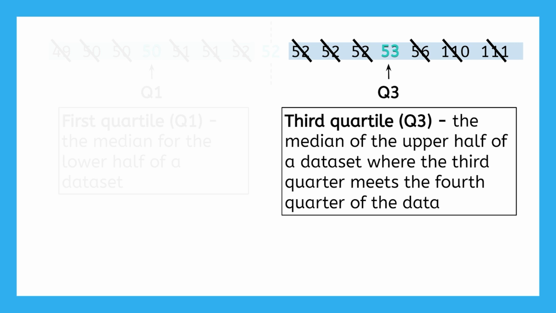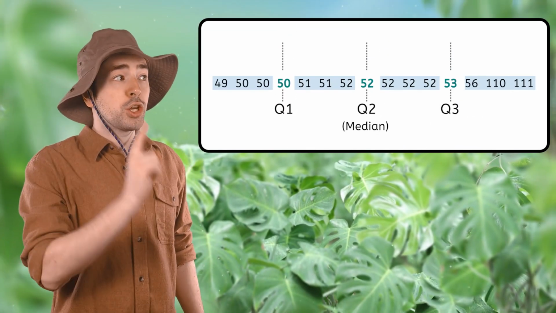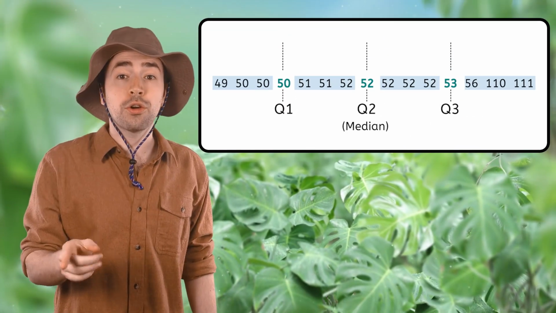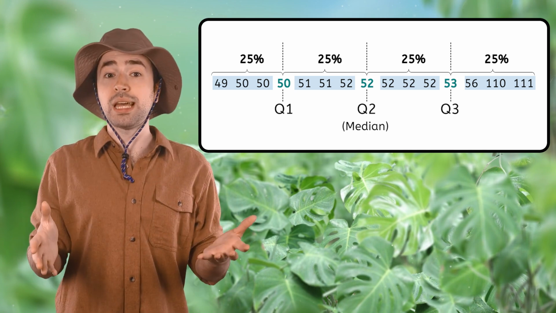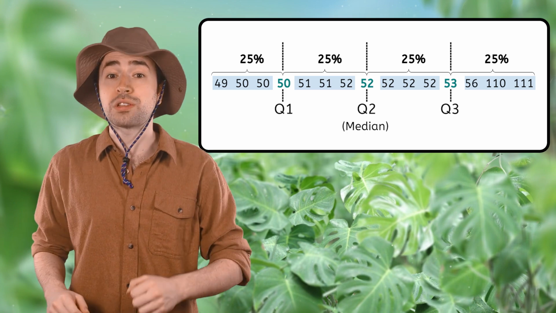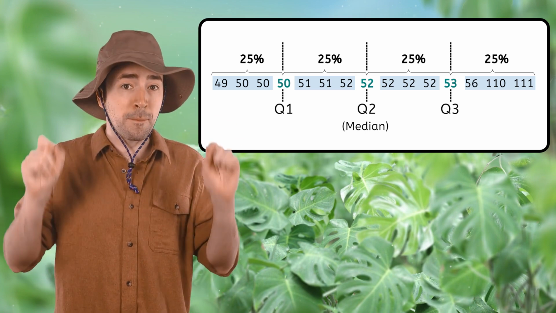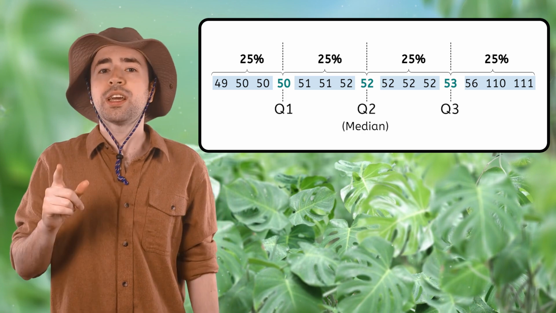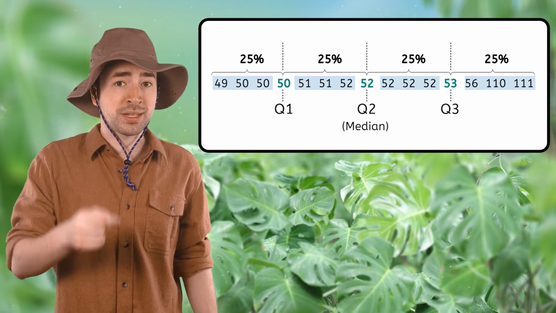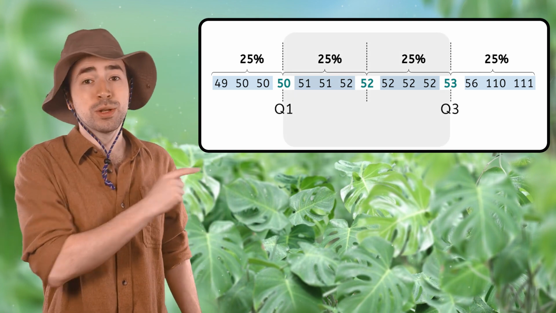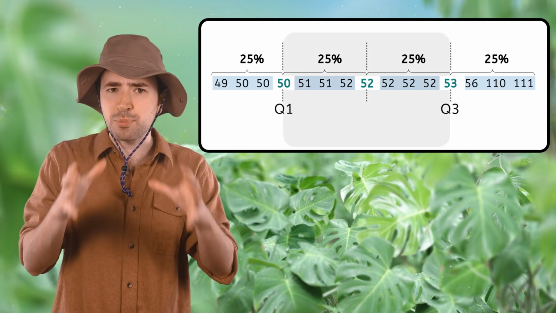Our Q1, Q2, or median, and Q3 indicate where one quarter meets another quarter, splitting our data into 4 quarters. These quarters do not include the quartiles, since quartiles are the boundaries of the 4 parts. Now that we have our 4 quarters, we can identify the middle section of the data. Where would that be? Yeah, these 2 middle quarters here, or the middle 50%.